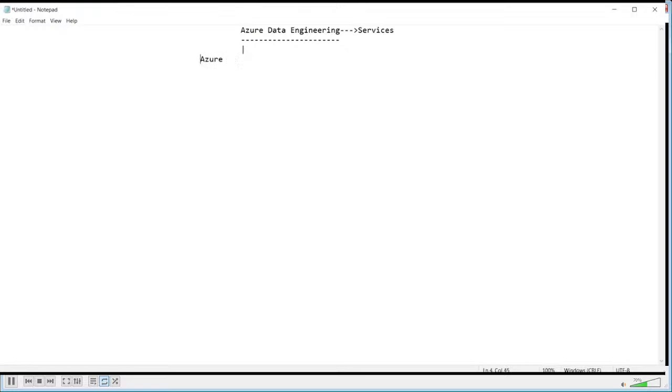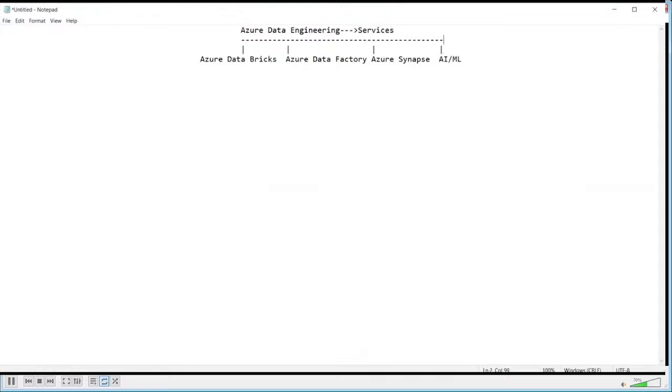We have the first one here as Azure Databricks. Then we have the next one, Azure Data Factory. Apart from this, we have the next service called Azure Synapse. Many services are there, but I'm listing a few of them. We also have Azure Artificial Intelligence, AI, or we can refer to it as ML, that is machine learning. So these are all the services packed into Azure Data Engineering.